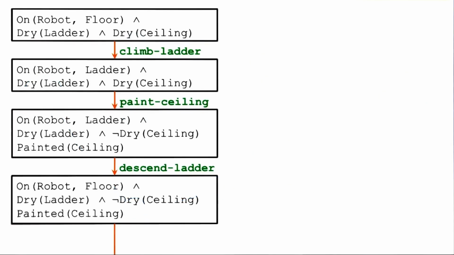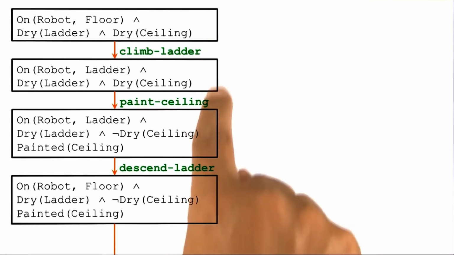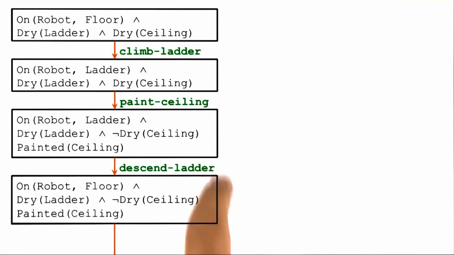So let us look at what a plan might look like in the language that we have been developing for planning. A plan might look like this. Here is the initial state and a set of successor states.